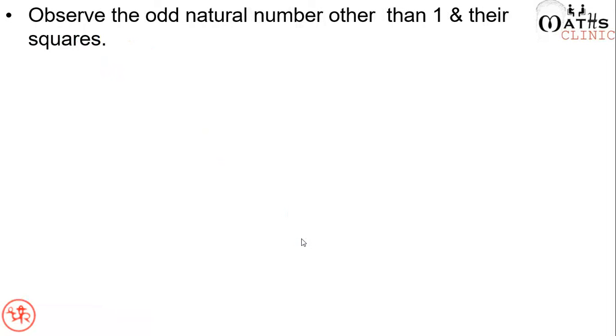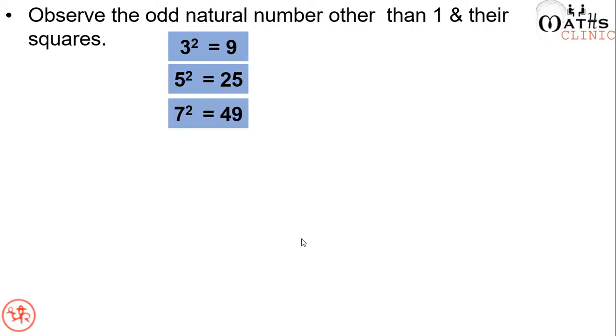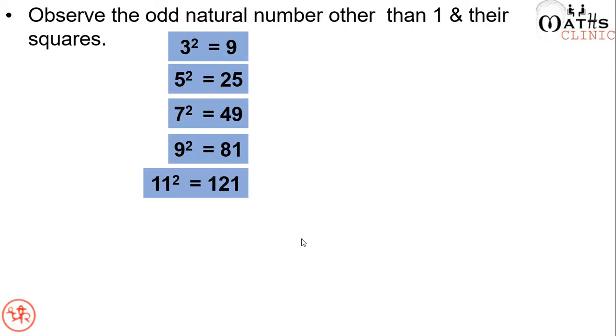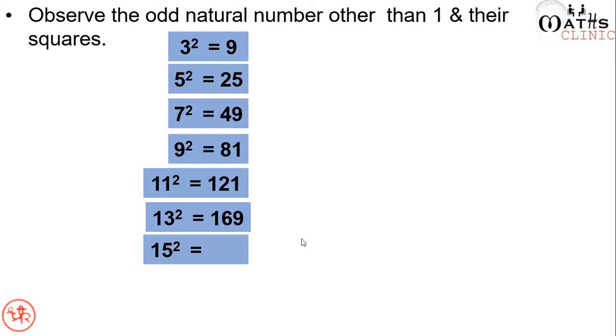and their squares. Okay, for example, dekho, 3 square is equal to 9, odd natural number. 5 square, 25. 7 square, 49. 9 square, 81. 11 square, 121. 13 square, 169. 15 square, 225. What we are discussing here? These are what? These odd natural numbers other than 1, okay, and their squares. Okay, so these are the squares.